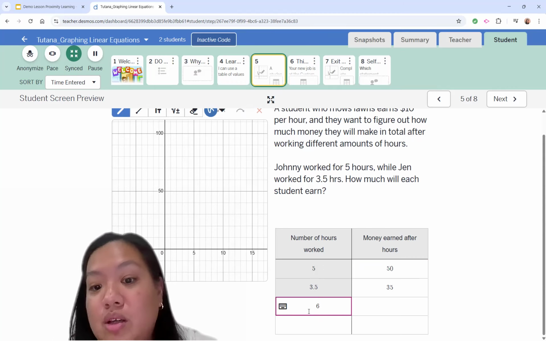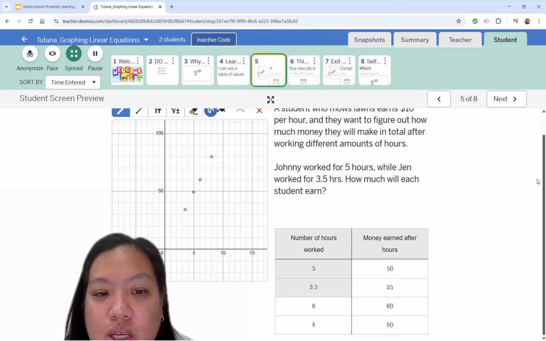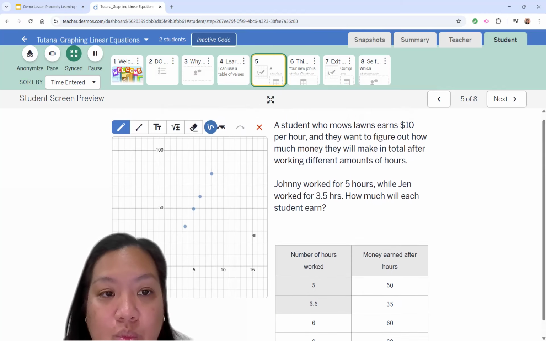If Jen worked 3.5 somewhere here, so he's just gonna earn $35. And then if you work 6 hours, then you would earn 60. And then if you work 8 hours, you would earn $80. Okay. And then you can see here that the points would form a straight line. So imagine if you work for 0 hours, then of course you won't earn anything, right? So it would look like this one. There you go.